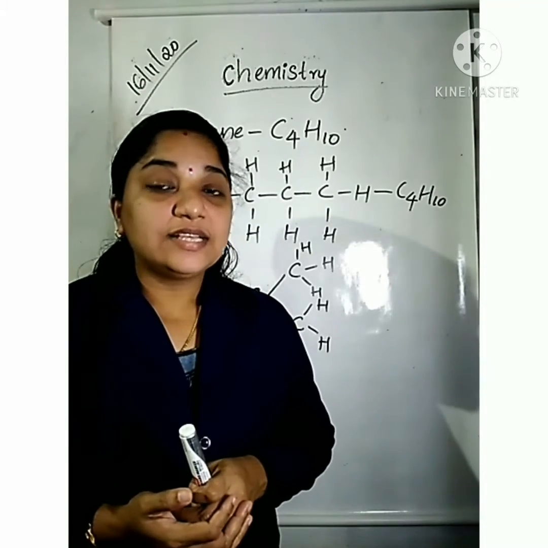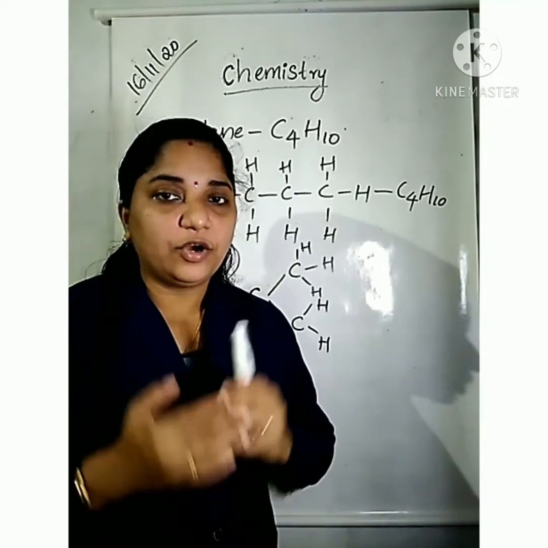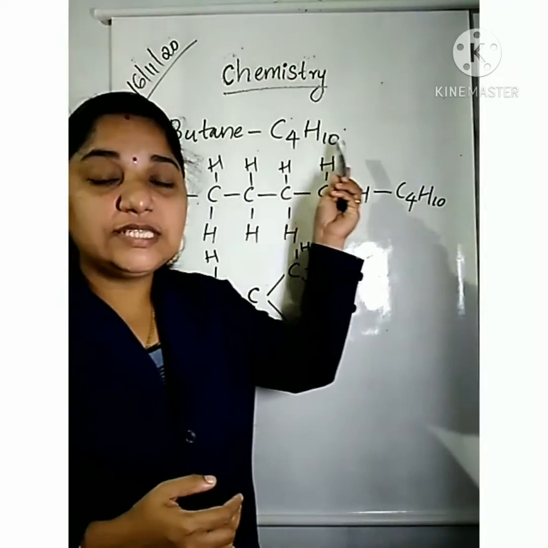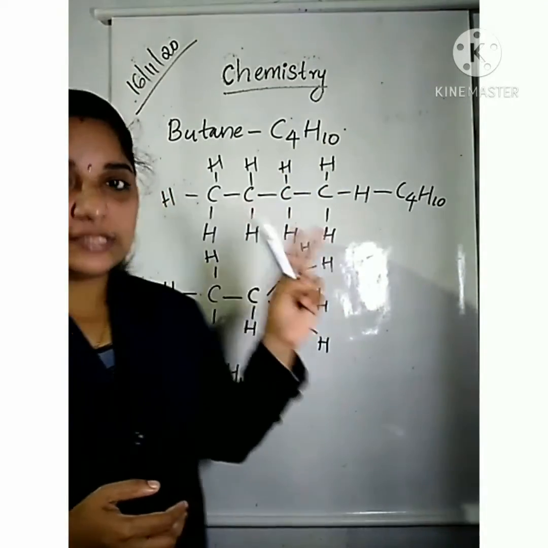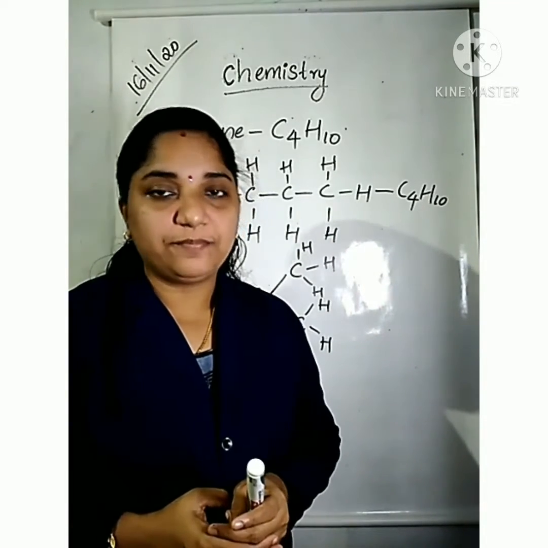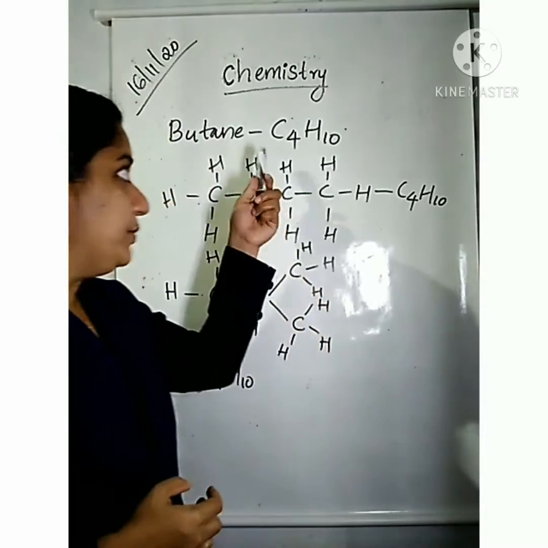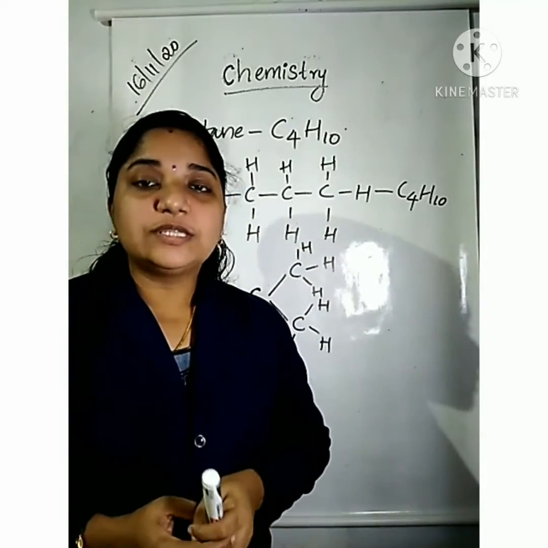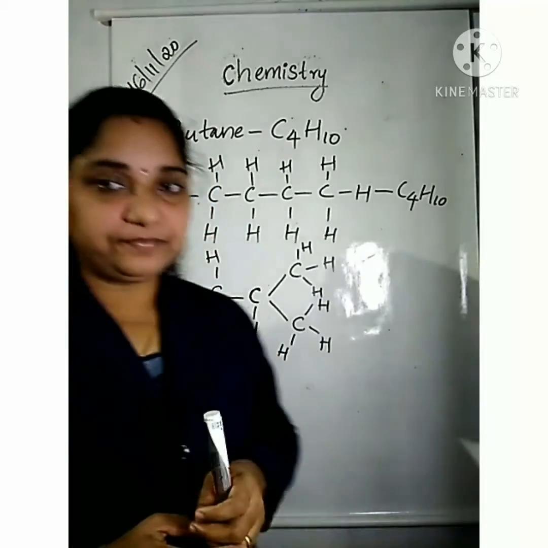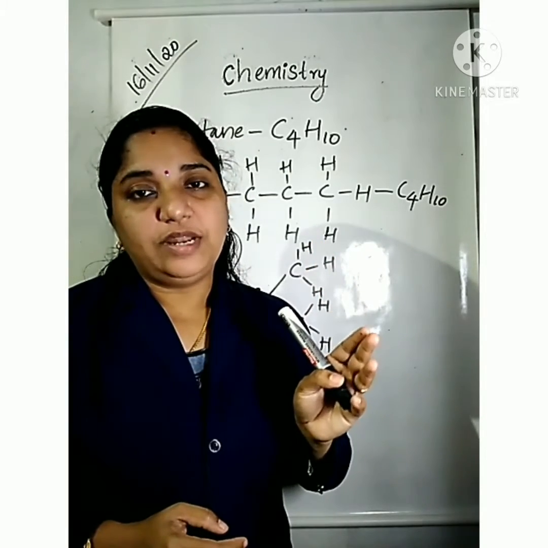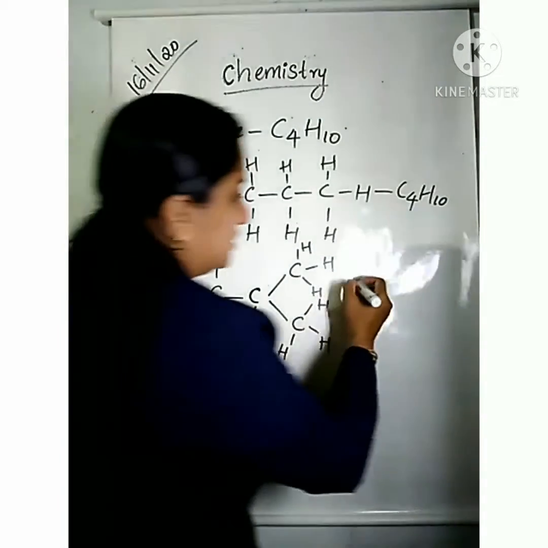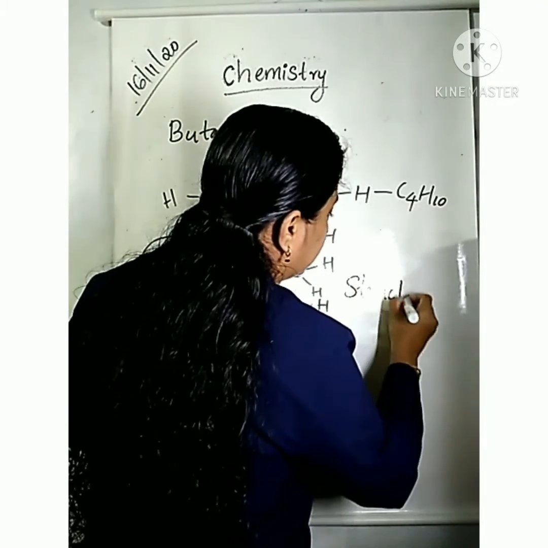It is known as structural isomerism. Here butane has the molecular formula C4H10 but it possesses 2 structures. That type of compounds are called structural isomers. Butane shows the property of isomerism, structural isomerism. The compounds having the same molecular formula but different structural formulae are called structural isomers.